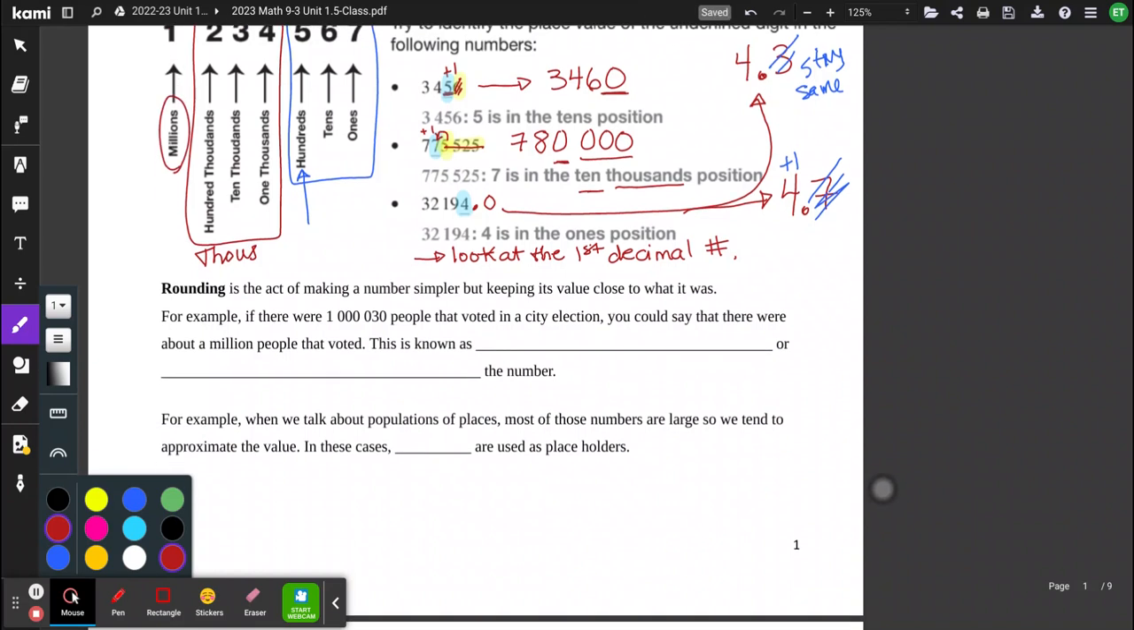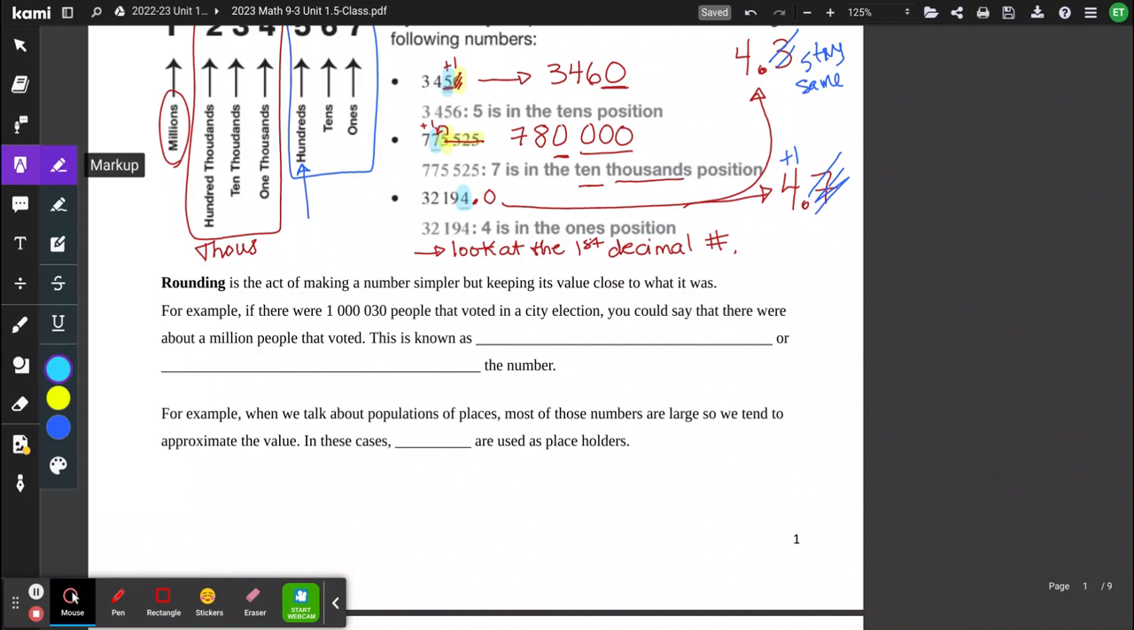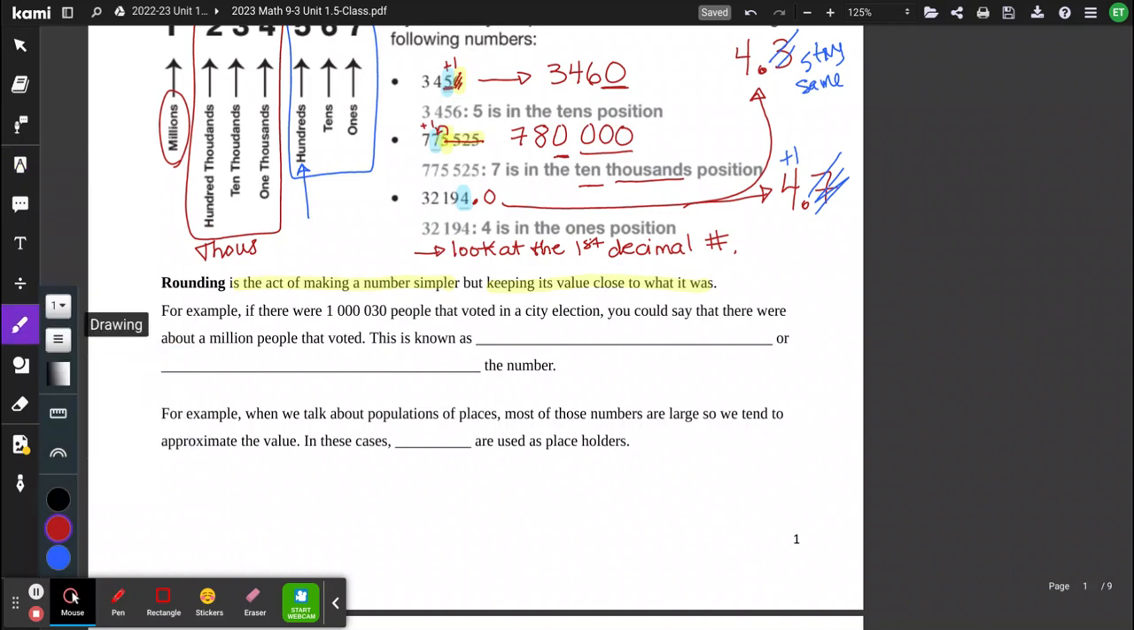Okay. So we want the definition. What does it tell us? Well, it says rounding is the act of making a number simpler, but keeping its value close to what the original is. So it's keeping the value close. So let's say I've got the number 1,030,000 people that voted in a city election. You could say that there was about 1 million people, okay, that voted.